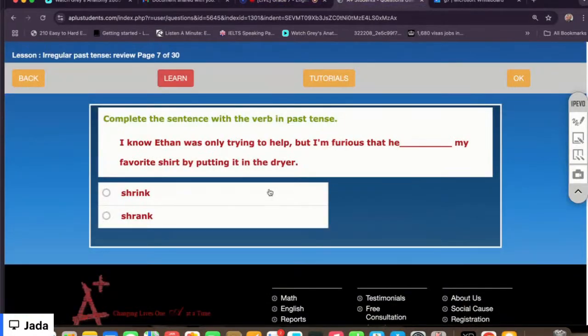I know Ethan was only trying to help, but I'm furious that he shrunk my favorite shirt by putting it in the dryer. So is it shrink or shrunk? He shrunk.